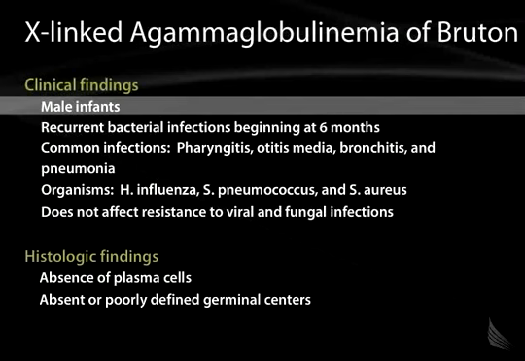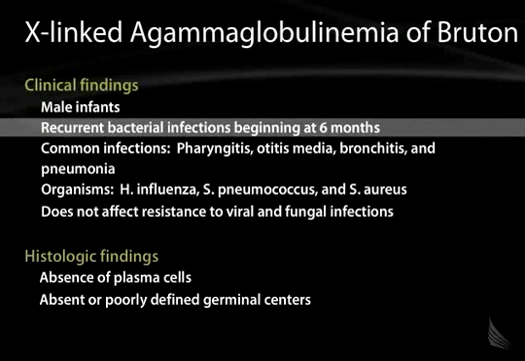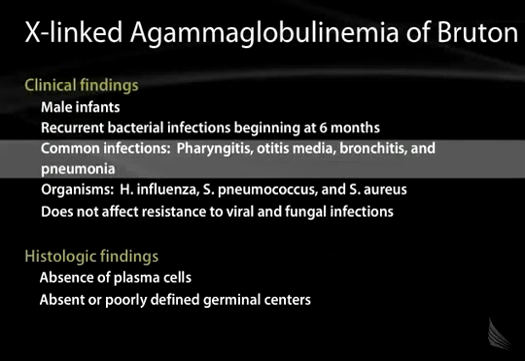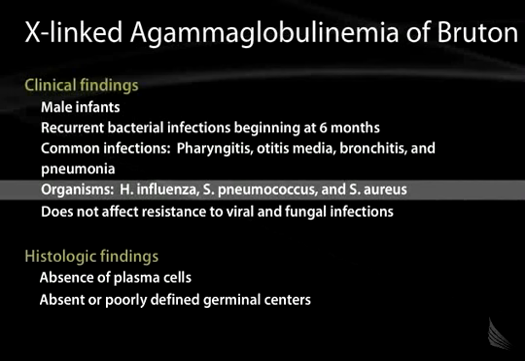Again, as the X-linked part of the name implies, this is a disease that affects male infants. They are characterized by having recurrent bacterial infections beginning around age 6 months as the protection from mother's antibodies begins to wane. The sort of infections that one will see in these children are things such as recurrent bouts of pharyngitis or otitis media that develop into bronchitis and pneumonia. The organisms are a variety ranging from H. flu to pneumococcus to Staph aureus.